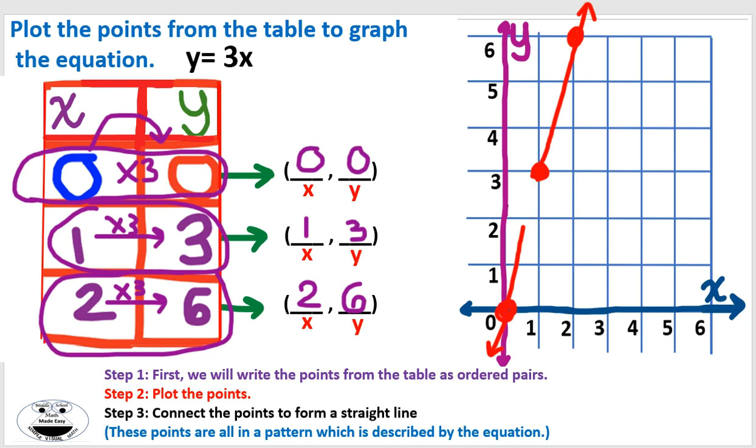Okay, so let's do another example. Let's just fix this. So basically the table is giving you all the information. It's very important that you know how to fill out an x and y table.